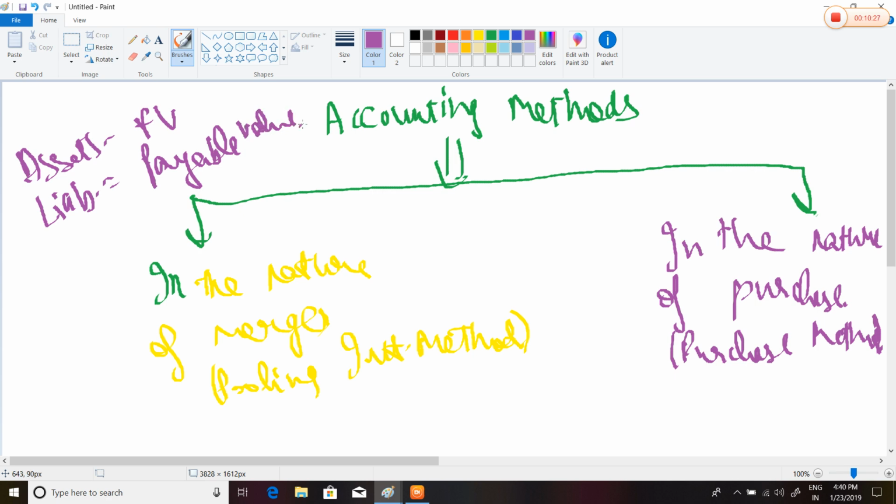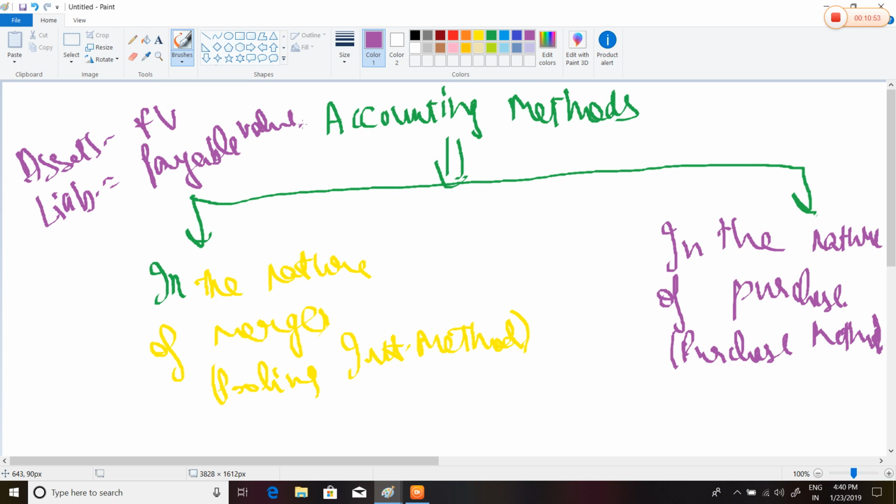Okay, one more thing: the purchasing company will take over the assets and liabilities of the vendor company on the basis of selection policy. Now, what is selection policy? It means that the purchasing company will not be bound to acquire all the items of a vendor company.